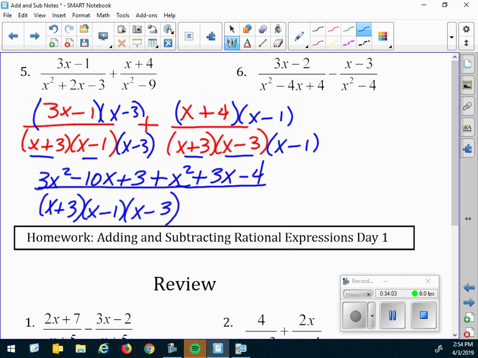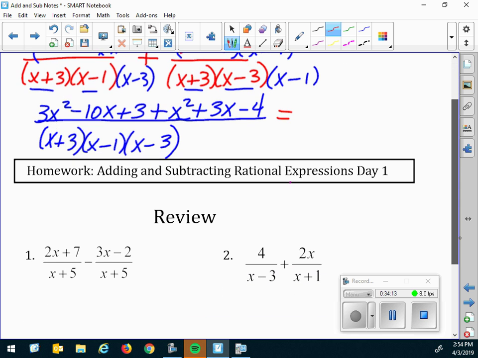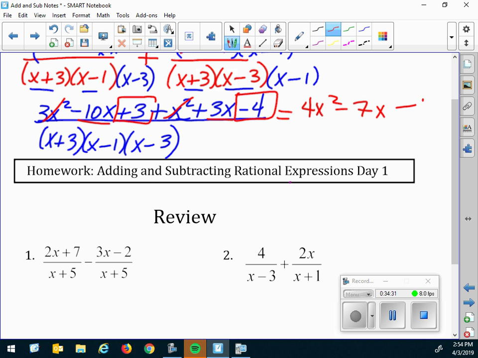Now, I hope you have enough room to go down one more step. I don't. Not yet. We're going to combine like terms first. Do I have any like terms in that numerator? I got a 4x squared minus 7x, good. And then I'm right there and there, give me a minus 1 over, there's your answer right there.